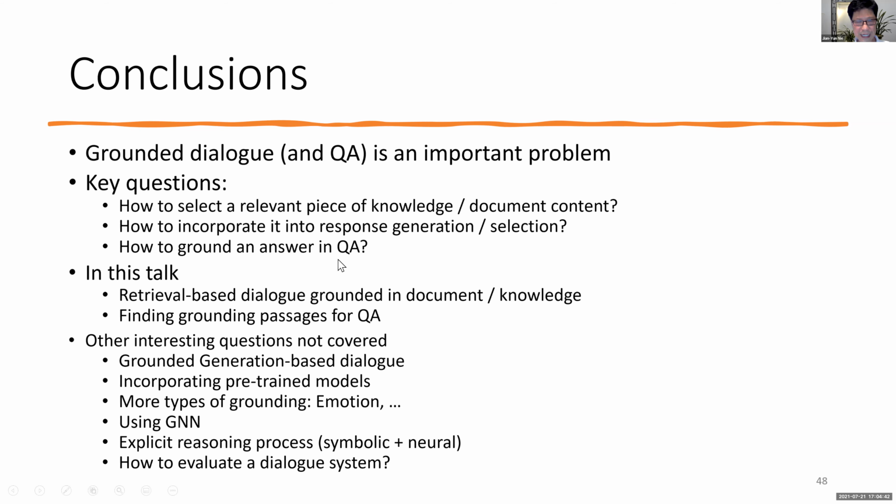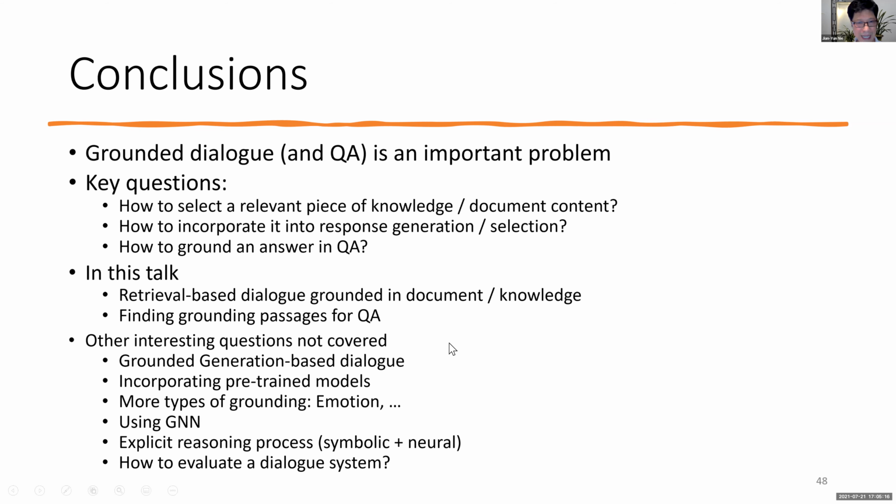And also, in the last piece of work, I talk about question answering. So how can we select some answer from a document? And also, I wanted the document to support the answer. So it is an answer grounded in the document. And that will be important, because when you ask a question, you don't want the answer to be generated randomly. You want the answer to be supported by something. So that's the key idea.